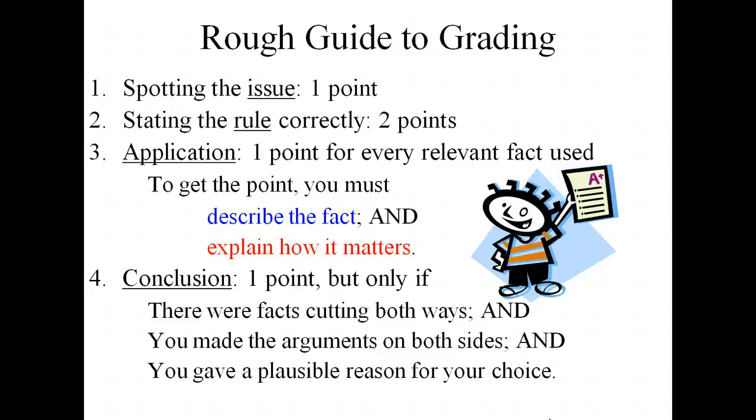I also give points for conclusion, but typically only 1 point, and only if there were facts cutting both ways and you made the arguments on both sides, giving me a plausible reason for your choice. I do not give conclusion points if there were facts cutting both ways and a student argued only one side. Why? Because I don't think you can reach a sensible conclusion unless you've considered both sides of the issue.